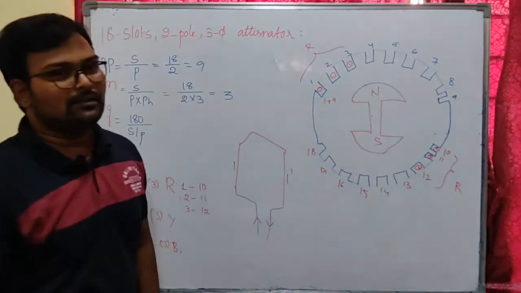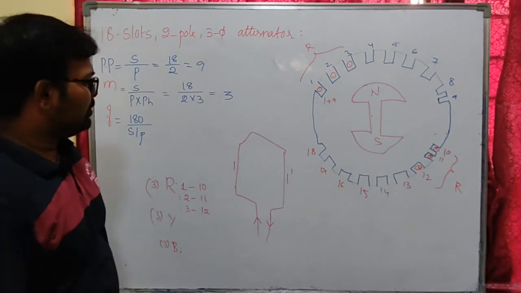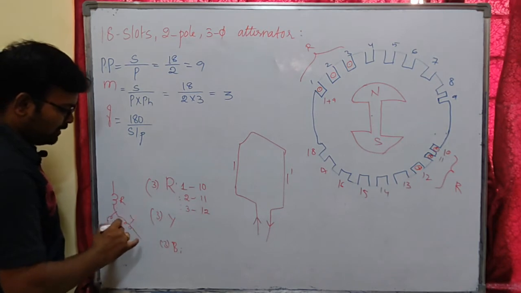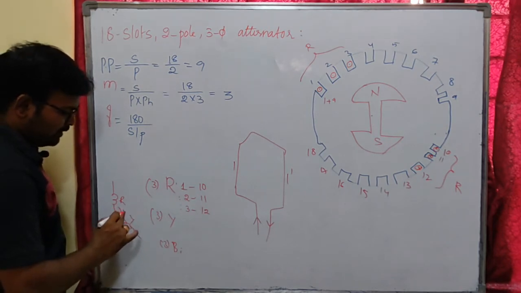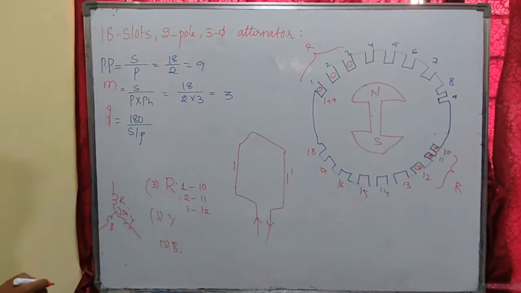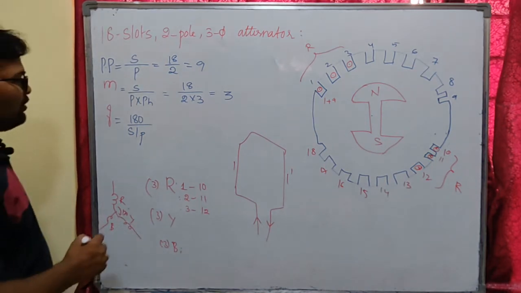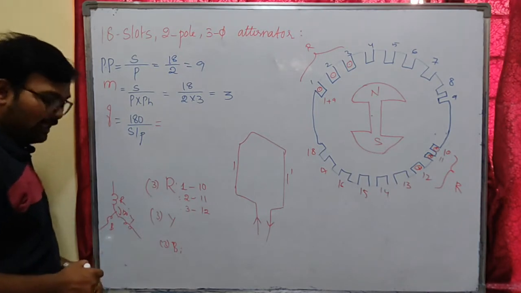So how can you keep the Y phase? Y phase will be after 120 degrees of R phase. Okay, this is 120 degrees of spatial angle, which means physical displacement. So for that, what is 120 degrees here? For that I have to calculate gamma here.